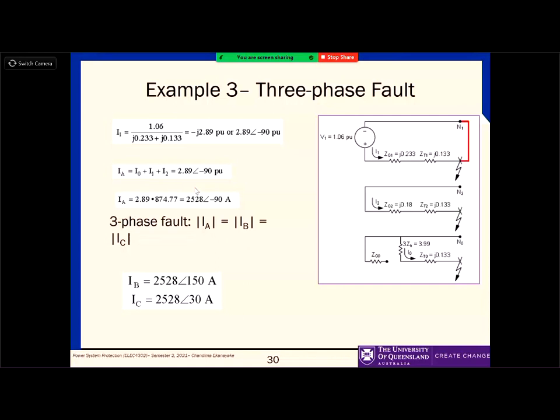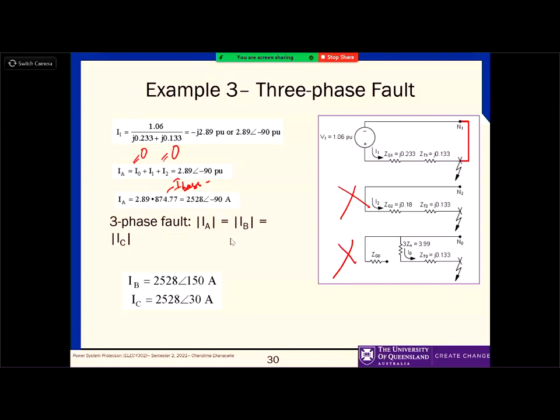It's only the positive sequence current, so IA is always equal to the positive sequence current. Right? So these two are 0, because this is only this circuit. You don't need those circuits. And then IA is the addition of those 3, of course, which is equal to the same. And then, if you want to find the real current, you need to multiply it by the base quantities. This is I base. So that is what it is.